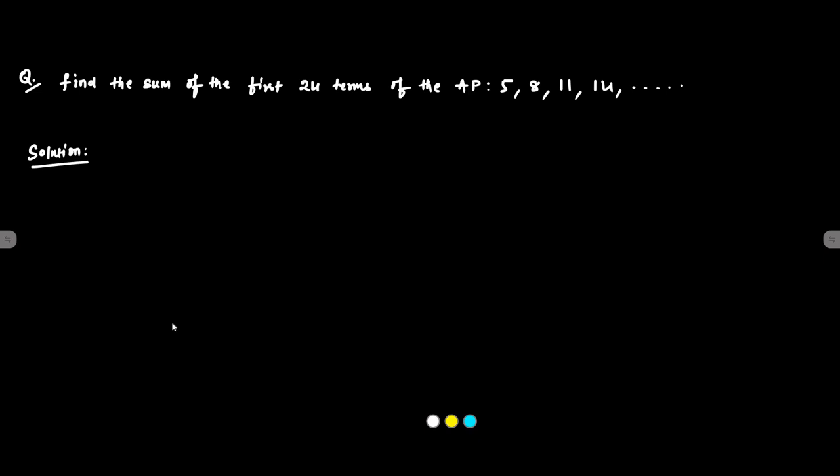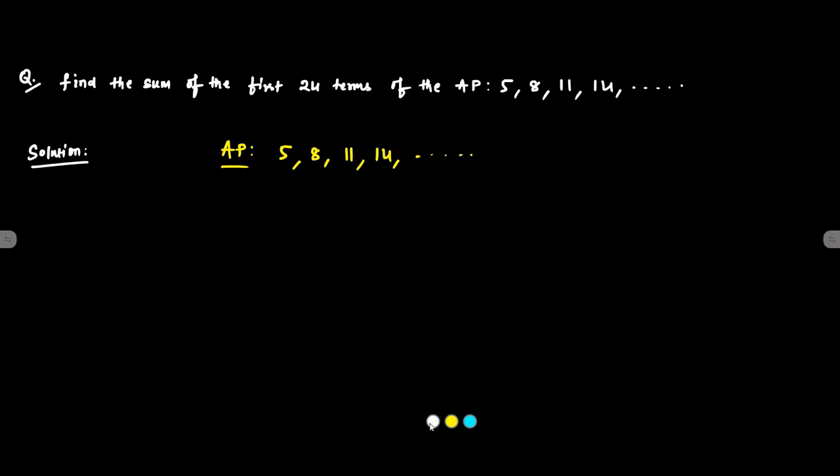So this is the first question related to the sum of n terms of an AP, n terms in an arithmetic progression. It is given, find the sum of the first 24 terms of the AP given by 5, 8, 11, 14 and so on. So here we have the AP, which is given by 5, 8, 11, 14 and it goes on and on like that.